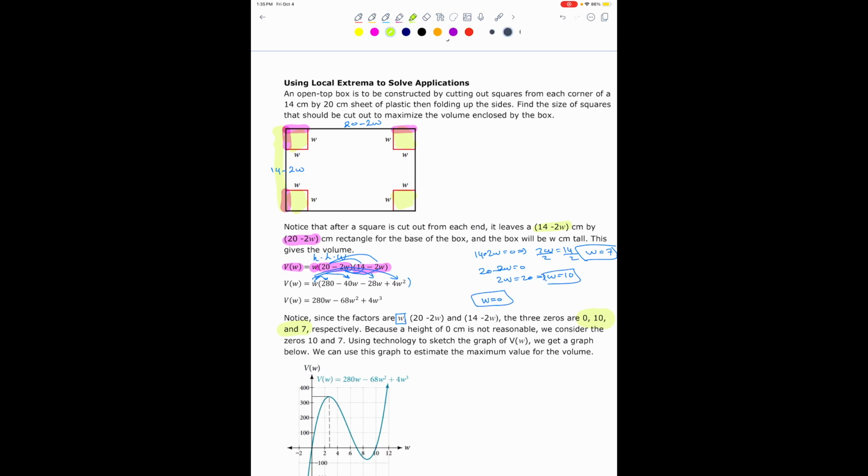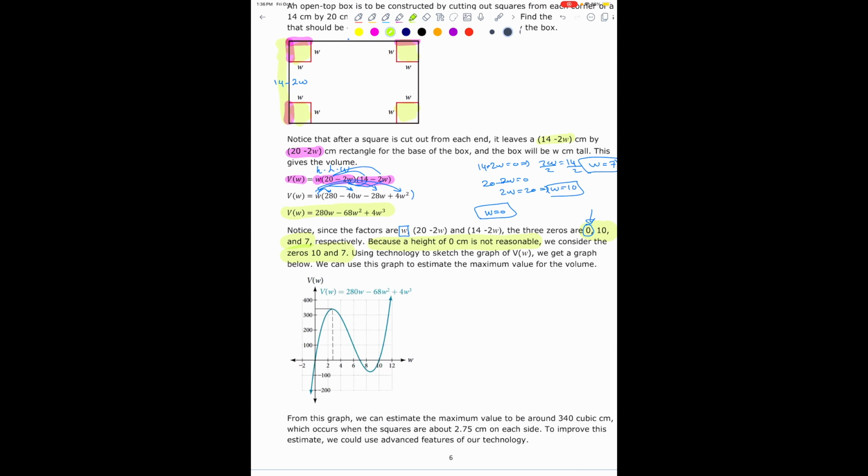And because a height of 0 is not reasonable, we consider the zeros 10 and 7 only. When w is equal to 0, we eliminate that because that is basically a height of 0, since w represents the height of the box. Now we're going to use technology, maybe Desmos, in order to sketch the graph of V of w, the equation that we came up with here. And then we can use this graph to estimate the maximum value for the volume, which is this point right here.